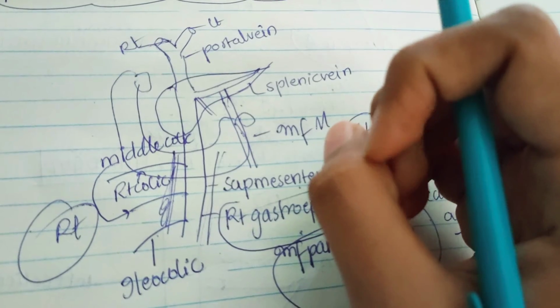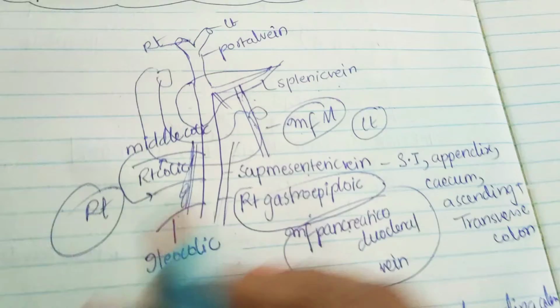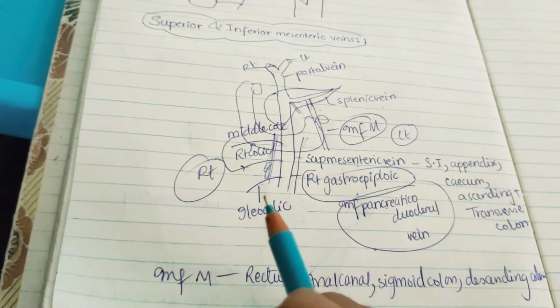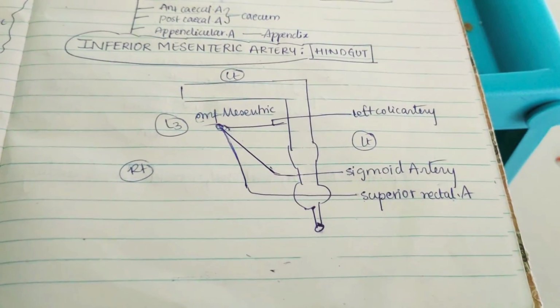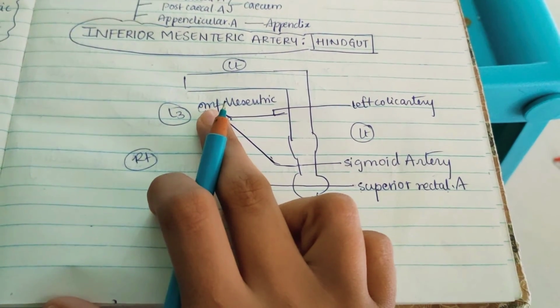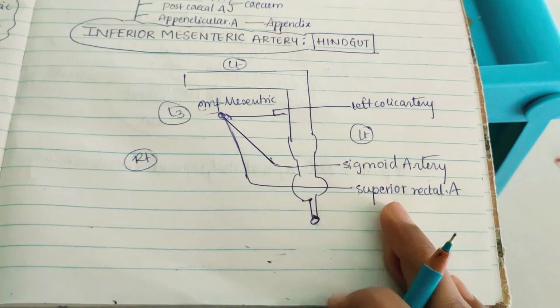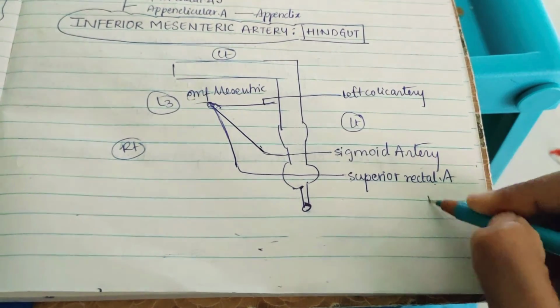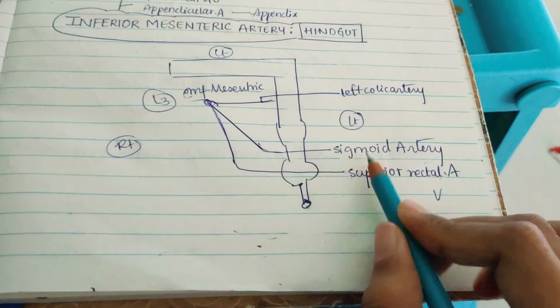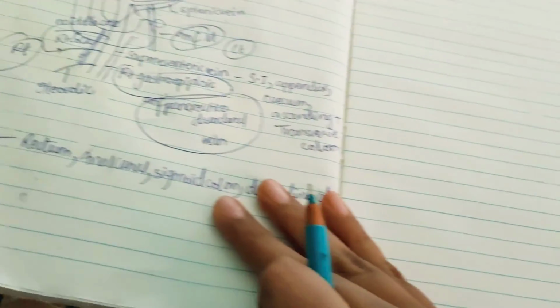The tributaries correspond to branches of the inferior mesenteric artery. Tributaries are nothing but the inferior mesenteric artery names converted. The inferior mesenteric artery branches are the left colic artery, sigmoid artery, and superior rectal artery. Just convert these arteries into veins: left colic vein, sigmoid vein, and superior rectal vein. These will be the tributaries of the inferior mesenteric vein.